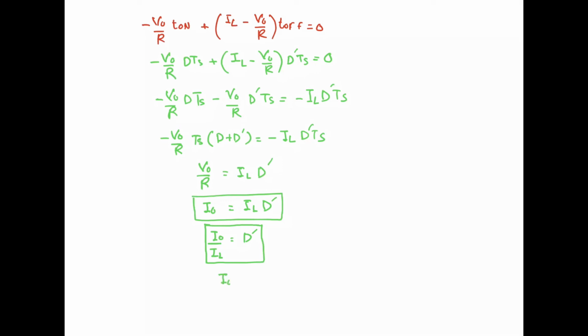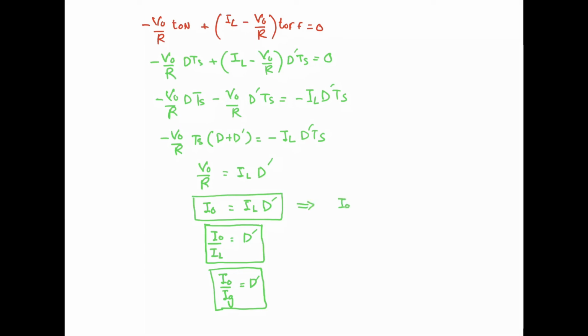Inductor current is your input current, so I can also write it as I naught by Ig, that is equal to D prime. And we have worked it out in the previous slide as well, because the input current is only contributing for the second interval, for T off interval. So that's why the output current is D prime times the input current.